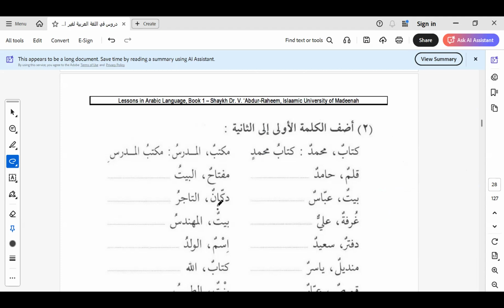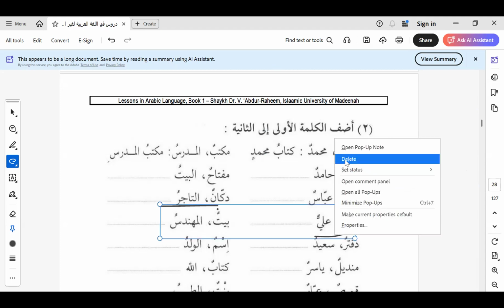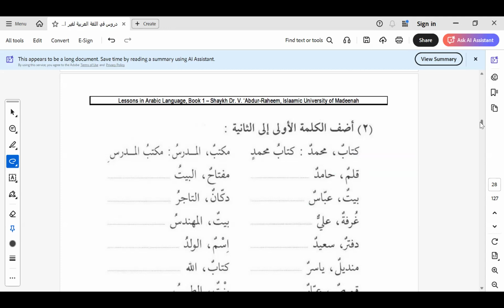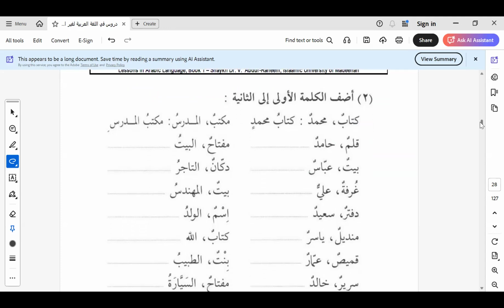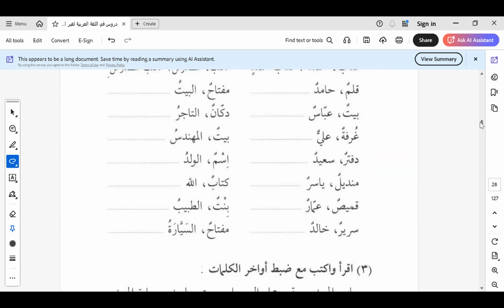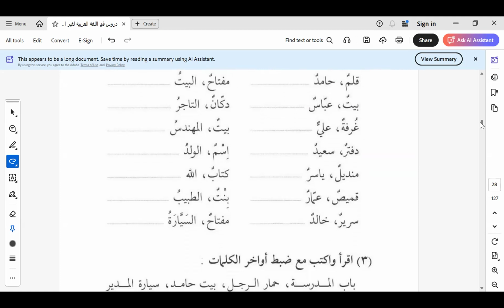Now the next one, Dukkanu what? دكان التاجر. Yes, Dukkanu tajiri. Barakallah fi. Okay, next one please. Ghurfatun and Aliyun, what do we have? غرفة علي. Ghurfatu Aliyin, barakallahu fiqh. So please, let's continue reading the words. I mean, we don't want to spend more time. Yeah, ismu what? اسم الولد. Barakallahu fiqh. Ismul waladi, because it is mudaf, I mean, it's ma'rifah. اسم الولد.